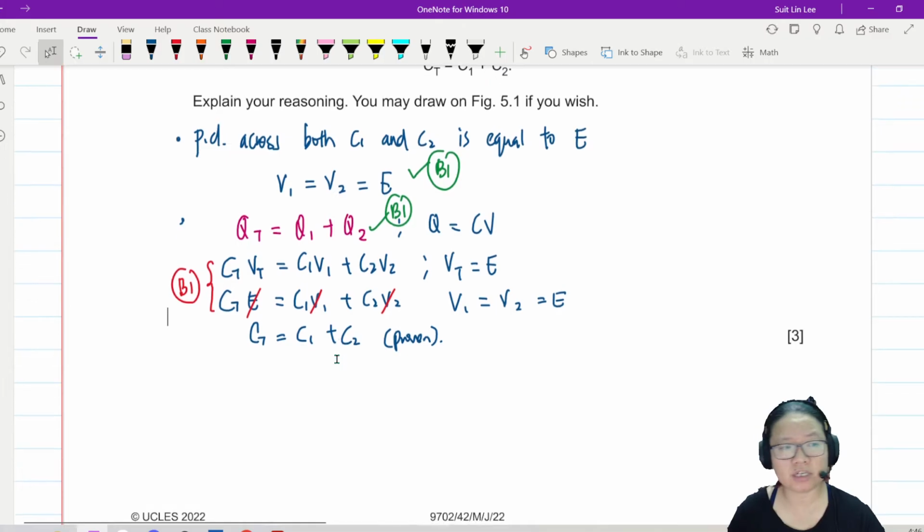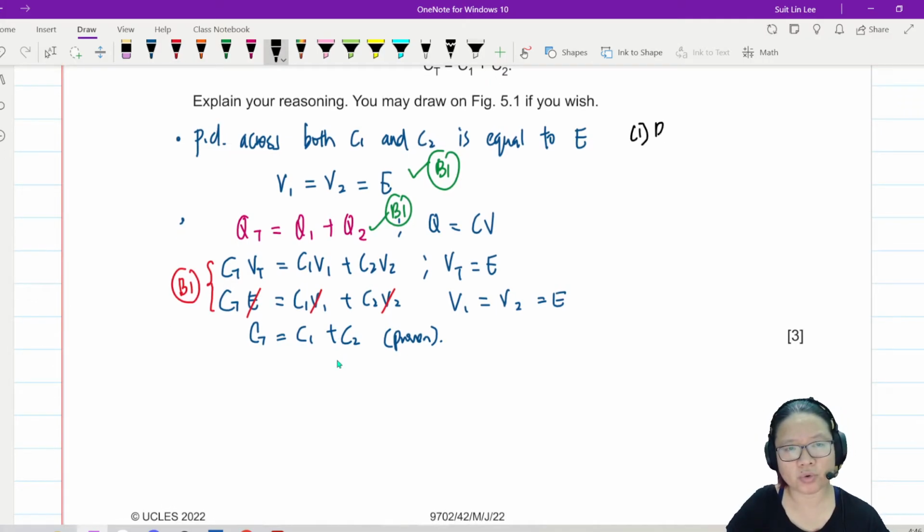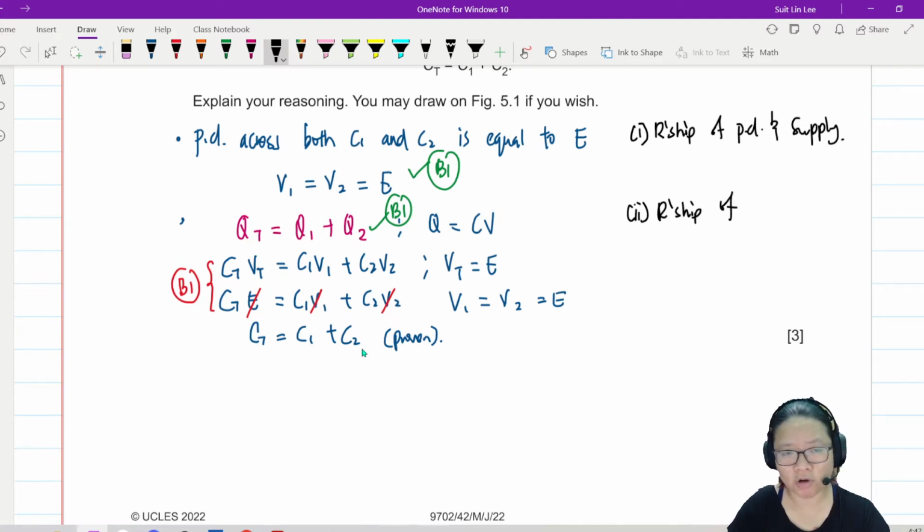So derivation is pretty straightforward. It's always doing 3 steps. Number one, write the relationship of the potential difference and the power supply. Are they equal or are they the sum? Number two, write the relationship of the charge flow. So the charge stored in the capacitor and also the supply. And number three, use the equation Q is equal to CV. You may need to rearrange if needed.